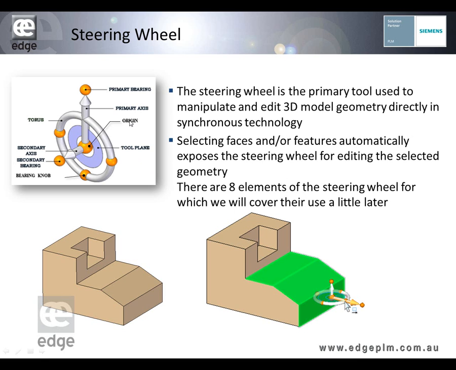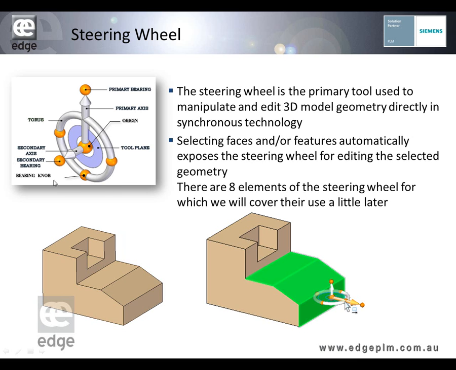We've got the origin, a thing called the tool plane around here. We've got a torus, which is used for rotating the steering wheel and or the geometry attached to it. And then we've got a primary axis and a secondary axis. Either of those can be used for moving geometry, as we'll see. Then we've got a primary bearing and a secondary bearing, which are used for reorienting the direction of the steering wheel. We'll get into that a little bit more.